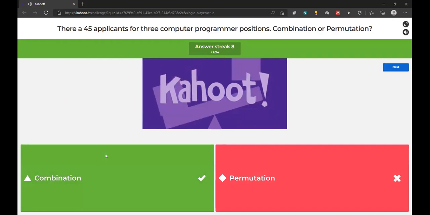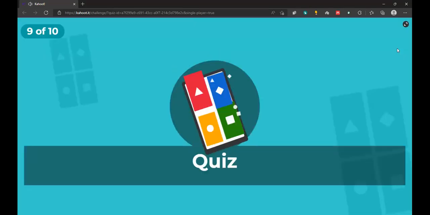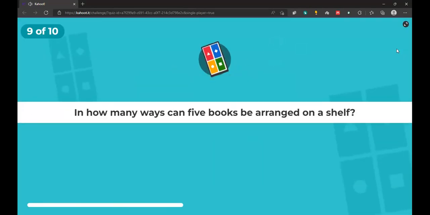Sana rinig ako ng ayos. Alright. Yan. Baka hindi na makahabol. Question 9 na tayo eh.